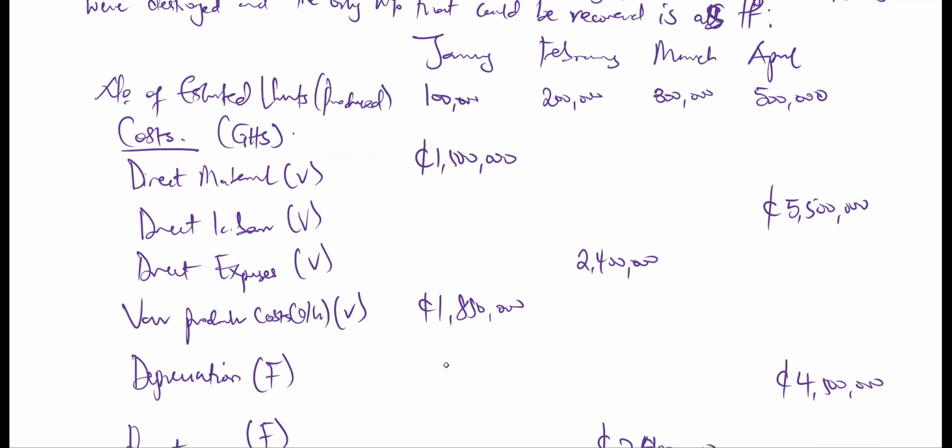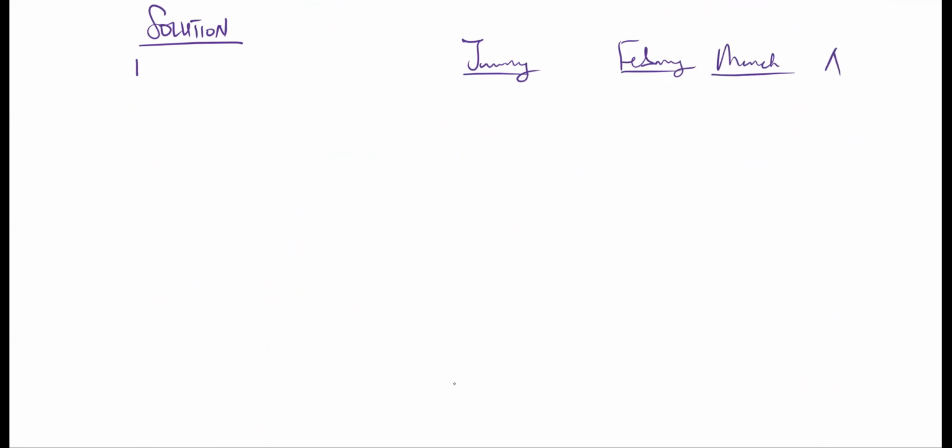Now that you know this, these places are empty. So how do we fill this in? We learned some rules. Do you remember what those rules were? Variable cost is constant per unit. So let's fill in this one. We have January, February, March, and April. Let's bring the units first.